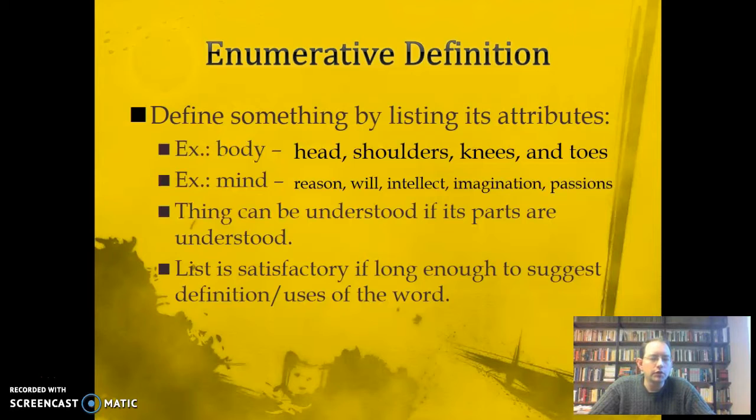And you see that in groups of people all the time. Like if you understand the dad, the mom, the kids as individuals, then you have a good grasp of that family, right? That would be the whole-part relationships a little bit, but that is enumerative definition. You can understand the concept if you understand its parts and its qualities and its attributes, right?